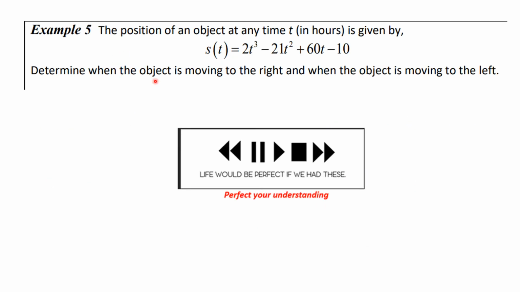And here is example 5, where the position of an object at time t in hours is given by this expression s of t. Determine when the object is moving to the right and when it is moving to the left. And I suppose that also tells you when it's changing directions. You know what to do. Let's see how you did.